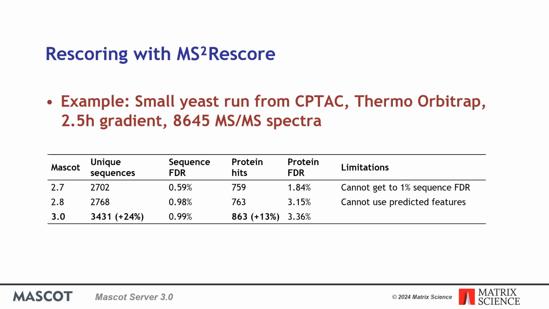In Mascot Server 3.0, when you select a suitable DeepLC model and a suitable MS²PIP model, we identify 24% more unique peptide sequences. This translates to an additional 100 protein hits, a 13% increase. We're seeing similar improvements across all instrument types and all experiment types. Large datasets typically get an even bigger increase than shown here.